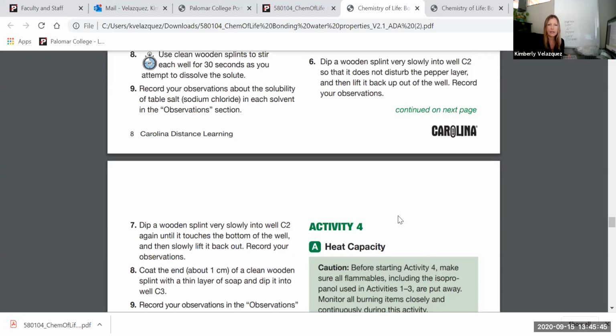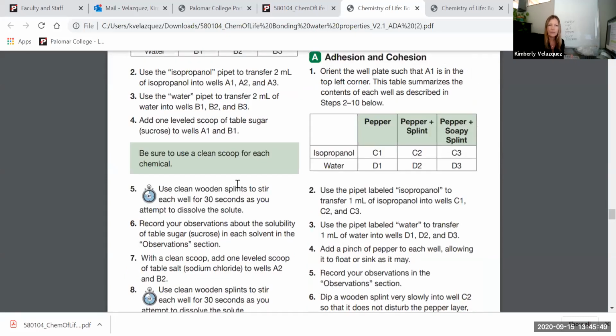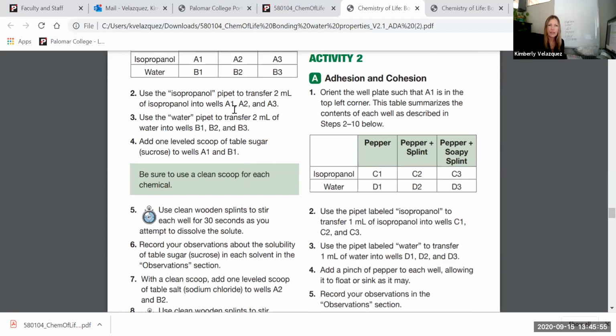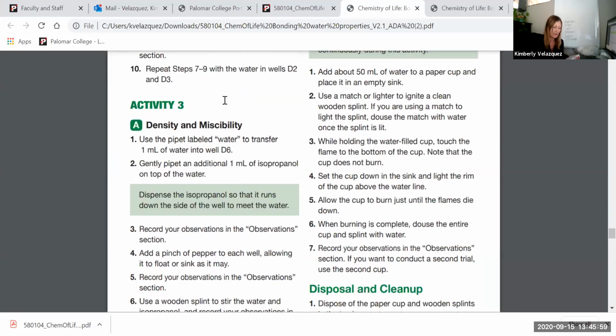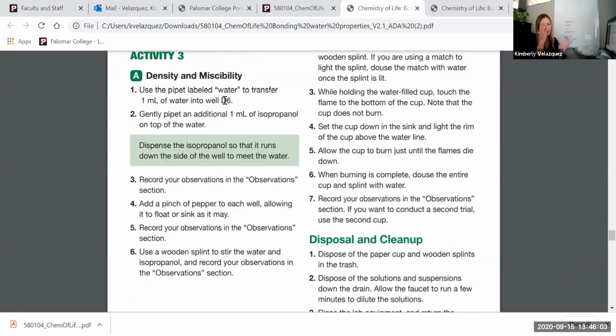Okay, and then there is an activity three on density and miscibility involving pepper, isopropanol, and water. In this case, it's telling you what well to put that in, D6, which is this furthest corner one.